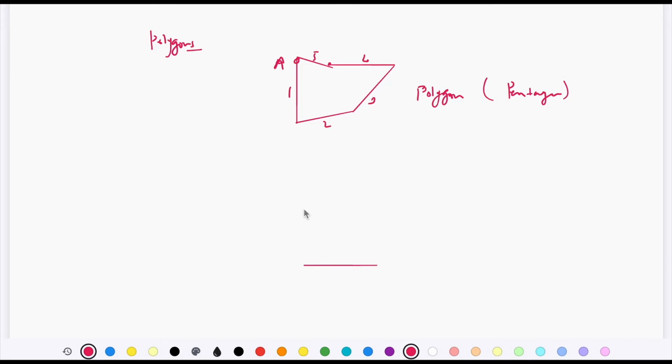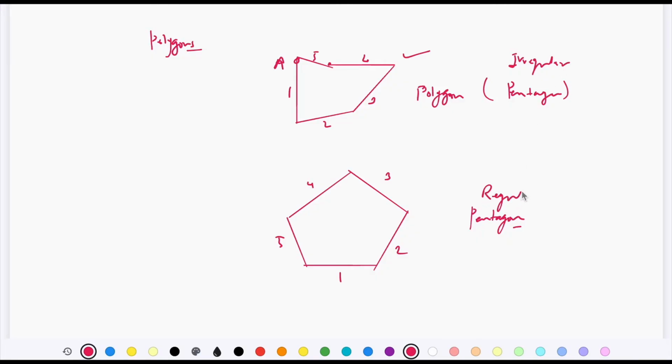Now if you consider this polygon, 1, 2, 3, 4 and 5, this is also a pentagon, but this pentagon is called an irregular pentagon, whereas this one is called a regular pentagon. So basically polygons are classified into regular polygons and irregular polygons.